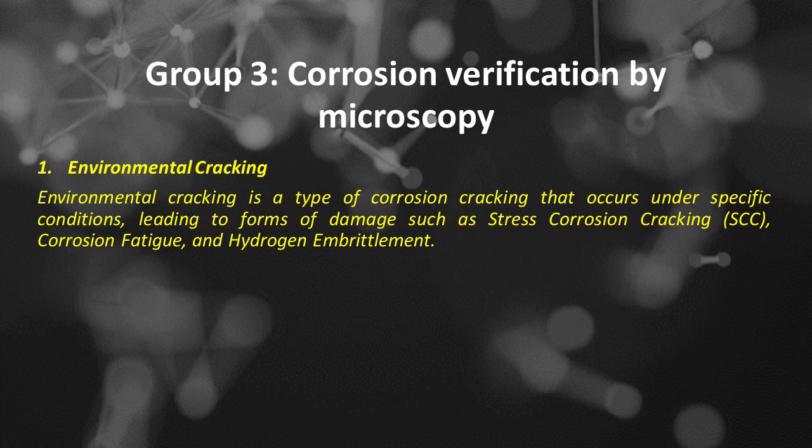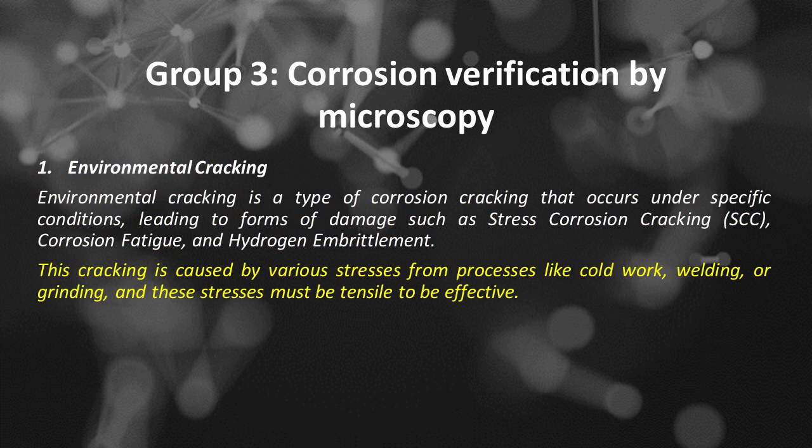Corrosion verification by microscopy. Number 1 is environmental cracking. Environmental cracking is a type of corrosion cracking that occurs under specific conditions, leading to forms of damage such as stress corrosion cracking or SCC, corrosion fatigue, and hydrogen embrittlement.